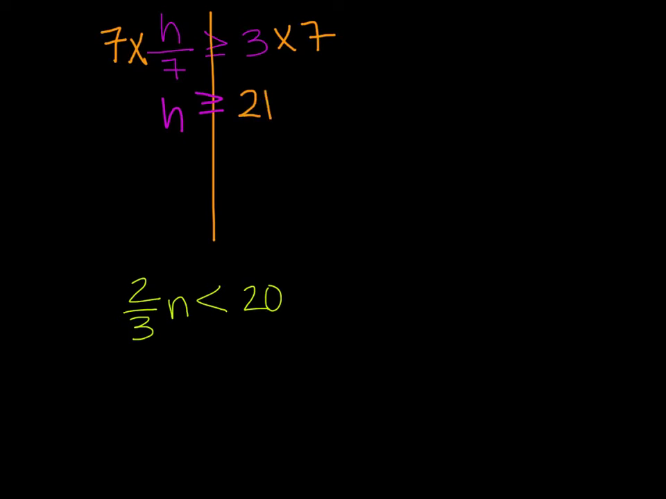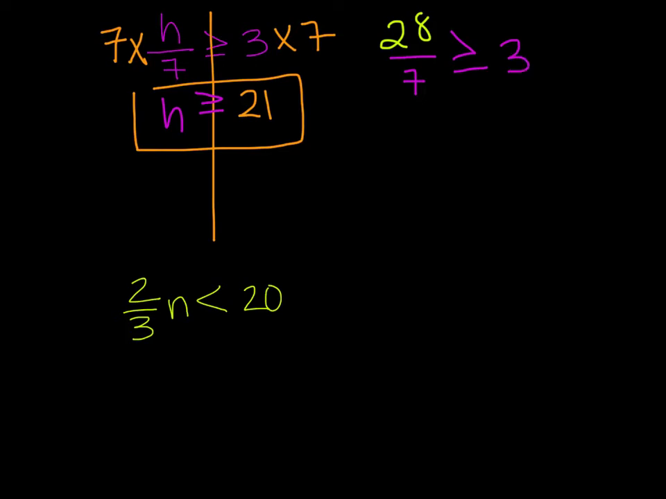So we need a number that is greater than or equal to 21 as a number that we can check. So let's maybe try 28. 28 divided by 7, is that going to be greater than or equal to 3? Let's see, 28 divided by 7, we get 4. And is that greater than or equal to 3? Yes. So h is greater than or equal to 21 works.